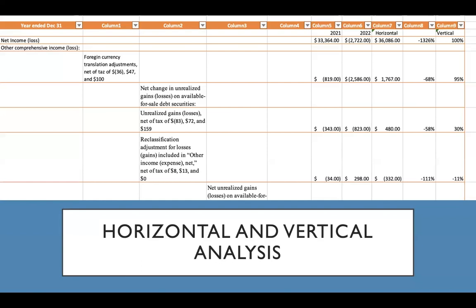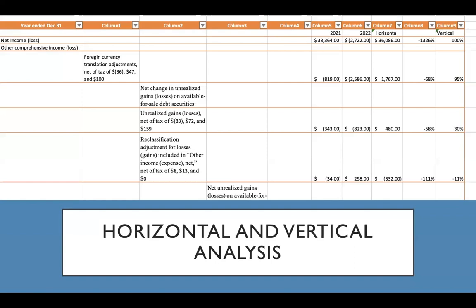Part of that is economical, the value of the dollar compared to other currencies. Other factors include unrealized gains or losses. In 2022, they had 823 in a loss for unrealized gain. That's over double what it was in 2021. And the reclassification adjustment for losses or gains, that went from 34 to 298.